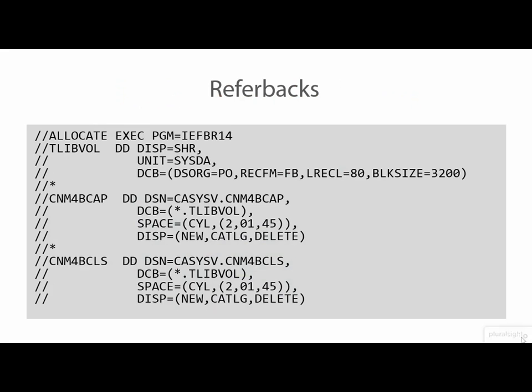Now, in this example of referbacks, what we are seeing is a DD statement, TLIBVOL, that contains a DCB definition. Notice that there's no data set name or anything associated with this. But then when we look down, we see that there are two DD statements below that refer back to that particular DCB. And you can see we have the DCB coded there as an asterisk.TLIBVOL. This is the type of role that a referback provides in giving a backward reference to a previously defined statement.